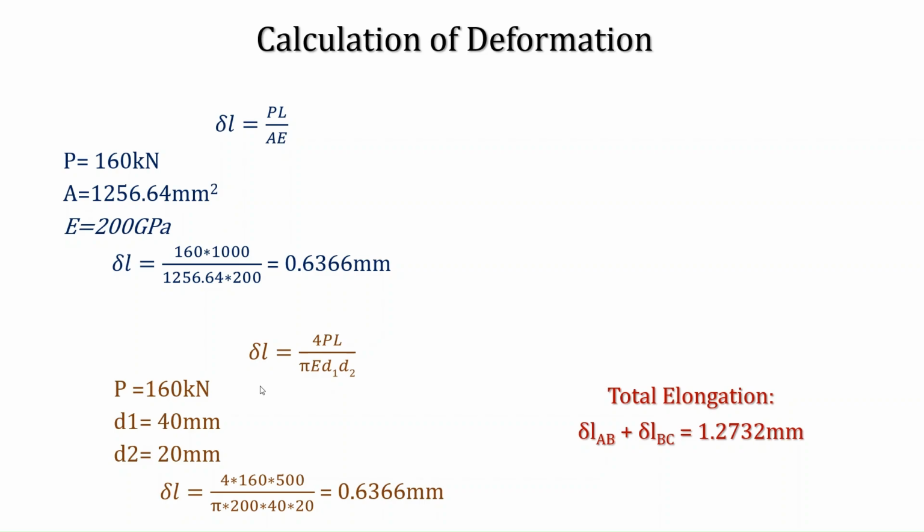So upon substitution, we do get the elongation in the tapered section of the bar to be equal to 0.6366. Upon addition of both the elongation of the linear cross section as well as the tapered cross section of the bar, we get the total elongation to be equal to 1.2732. So this is the total elongation of the bar when it is subjected to a tensile load of 160 kilonewtons as shown in the problem statement.